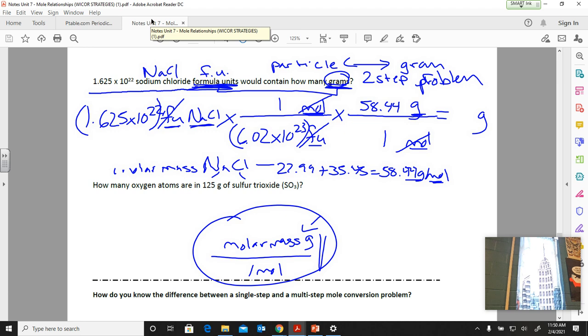I don't erase my calculator though. I leave that answer in there. That's the top part. And now I need to divide by the bottom. Well, the bottom is 6.02 times 10 to the 23rd times 1. I don't actually have to multiply by 1, so I'm just not going to do the divide by 1. But I do have to divide by the 6.02 times 10 to the 23rd.